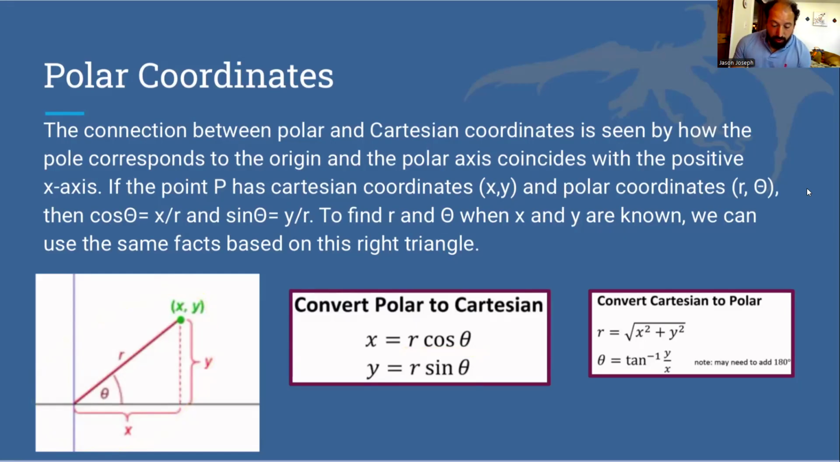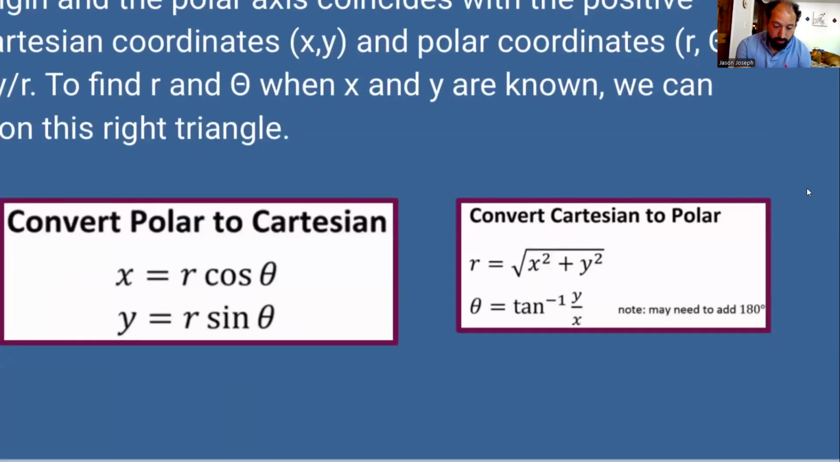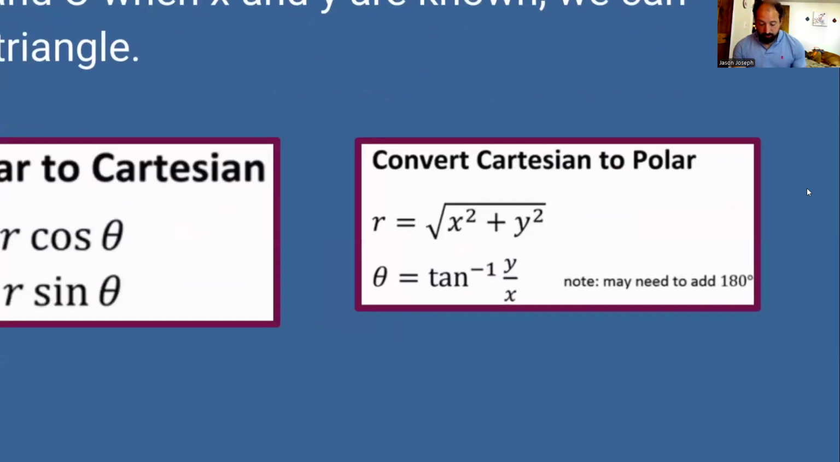Now, if we're given the Cartesian coordinates x, y, and we want to convert that to polar, of course there are many possible answers, but one possible answer is to have r as the positive square root of x squared plus y squared, and theta as the inverse tangent of y over x.